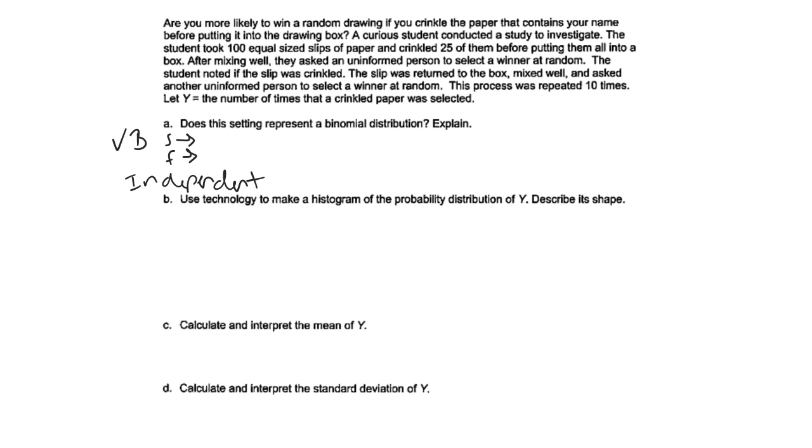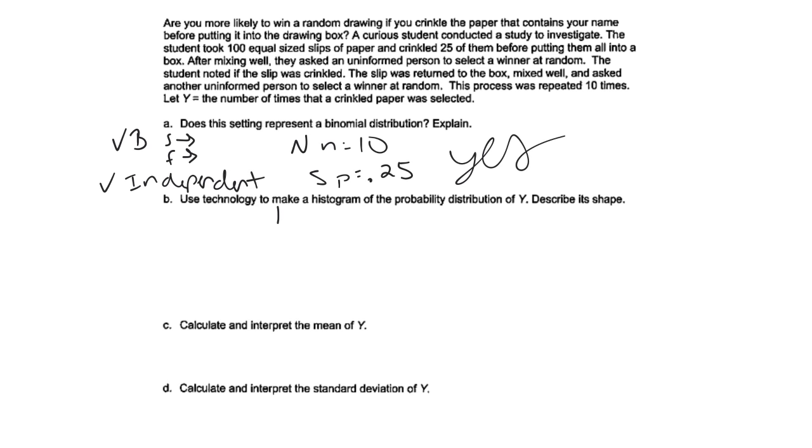So those trials are independent of one another. I do have a set number of trials at 10, and I do have the same probability for success all the way through at 0.25. So yes, this is a binomial distribution. It tells you to use technology here to make your probability distribution of y and describe its shape.